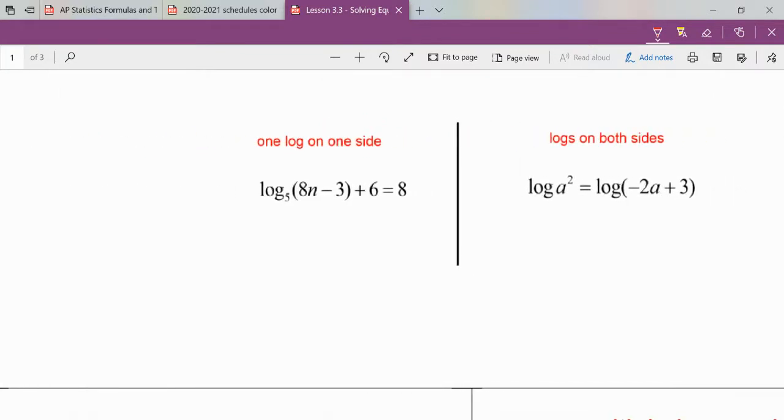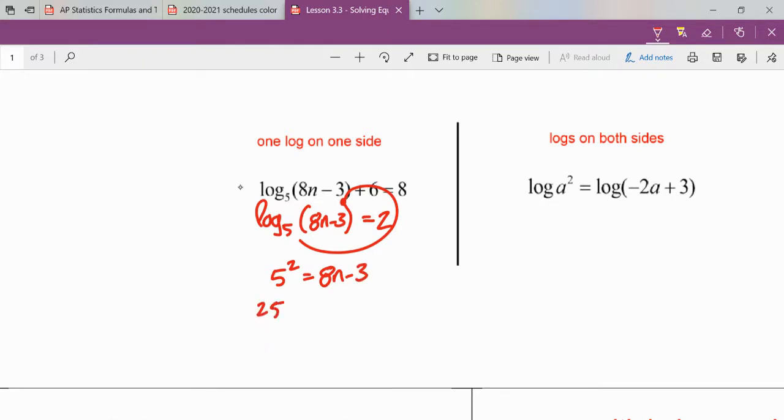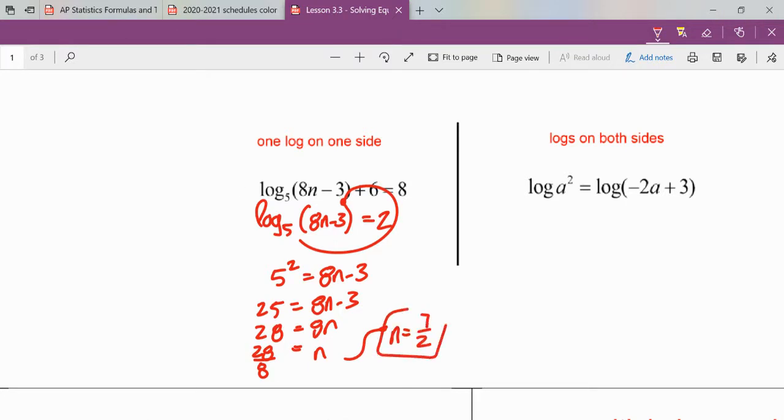Again, the idea here is that we want log base something alone. So I'm going to subtract 6 from both sides. I have log base 5 of 8n minus 3. Subtract 6 from both sides, so you get 2. Now I can do my looping. This will be 5 squared equals 8n minus 3. So that's 25 equals 8n minus 3. Add 3, it's 28. Divide by 8. 28 over 8. And then if you simplify that, 4 goes into both of those, so it's 7 halves. Okay, let's just keep it rolling.